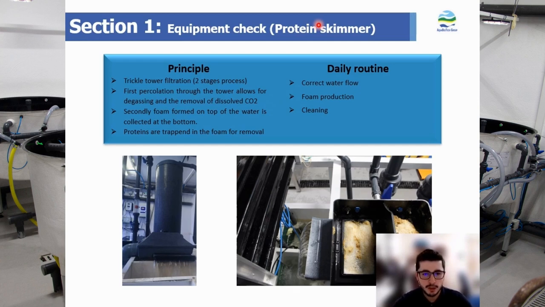As shown in the picture, it consists of a trickle filtration tower with a two-stage process. First, the percolation through the tower allows for the gassing and removal of dissolved CO2. Secondly, the foam formed on top of the water is collected at the bottom. As a result, proteins are trapped in the foam and removed. The daily routine consists of ensuring a correct flow, not too low, not too strong, checking the foam production and removal from the system, and cleaning the foam box.